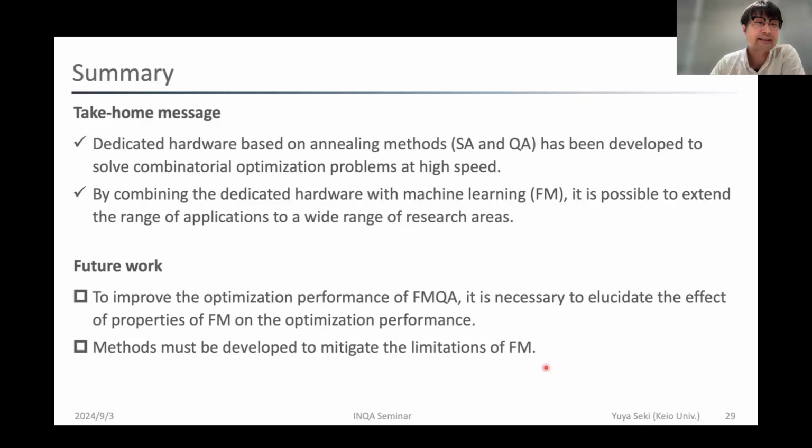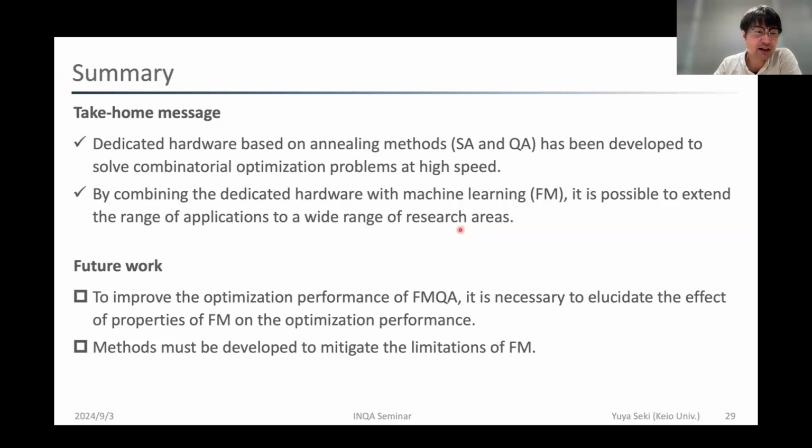Okay, let me summarize. First, I'd like to say that dedicated hardware, not only the D-Wave machine, but also our Ising machine, which is based on simulated annealing, has been developed to solve combinatorial optimization problems with a high efficiency. And by combining such dedicated devices and machine learning, we can expand the range of application of simulated annealing and quantum annealing.